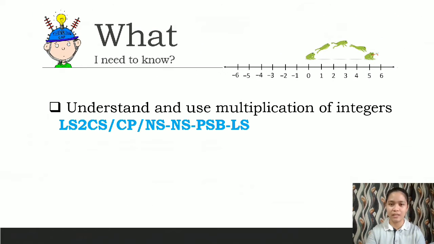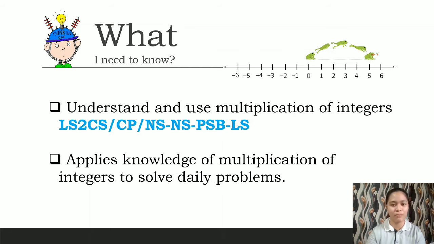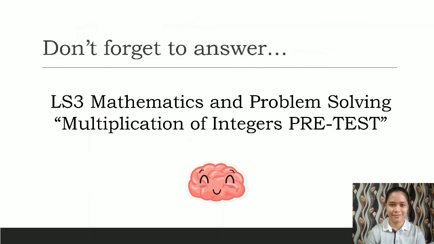For today's lesson, you're going to learn about multiplication of integers and how you will use it to solve daily problems. Did you answer the pre-test above? If not, please answer it before we proceed.